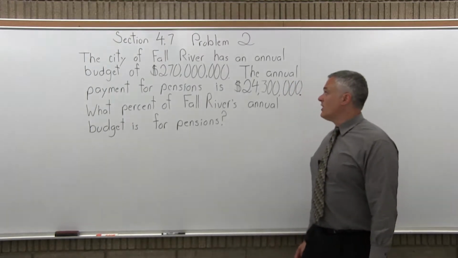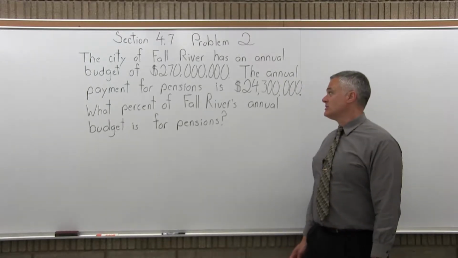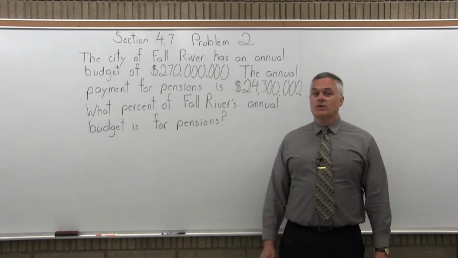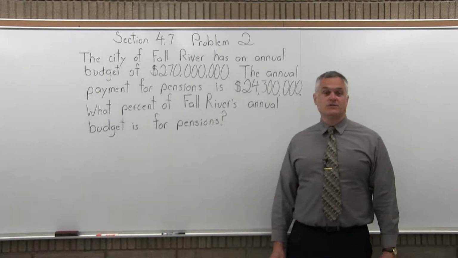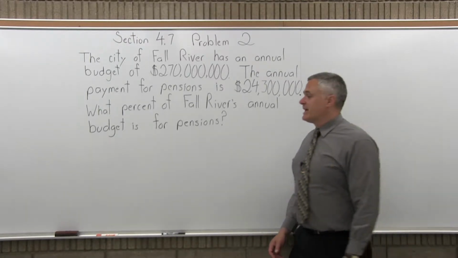It says the City of Fall River has an annual budget of $270 million. The annual payment for pensions is $24,300,000. What percent of Fall River's annual budget is for pensions? So, this is an interesting application problem.